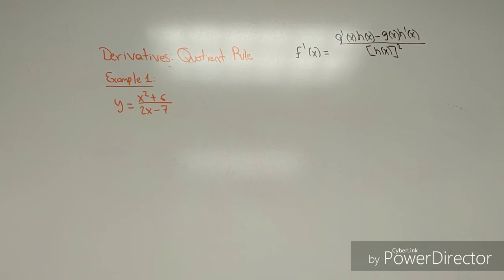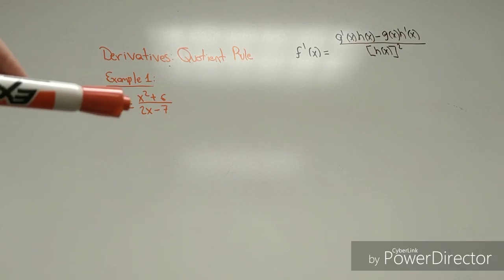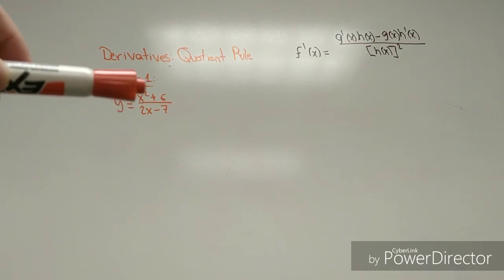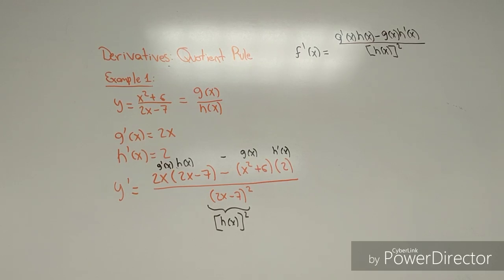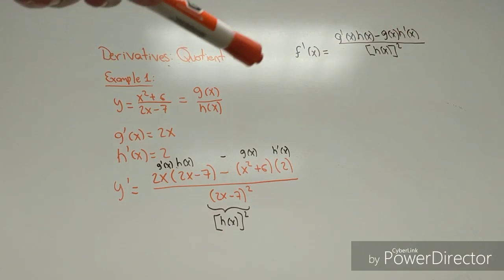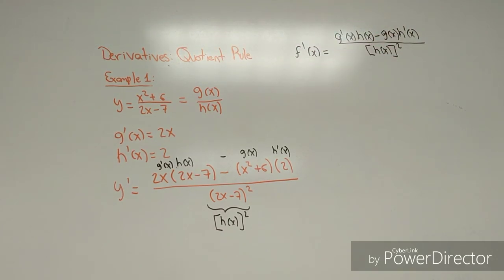First, we're going to use this example, which is going to be y, our main function. It's going to be a division. The upper part is going to be x squared plus 6, and the lower part is going to be 2x minus 7. Here we can identify the following. So this is going to be the result. Remember, we're going to try to use this formula, and that's the easiest and most accurate way to get the derivative of a quotient, of a division of functions.